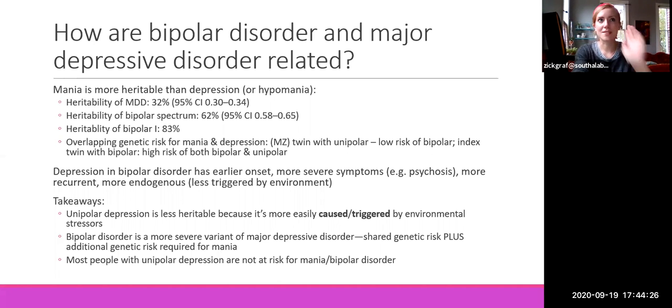So what that might suggest is that when a person has more risk genes for a mood disorder, those risk genes mean that their depression is likely to be more severe. And they also need to have a lot more risk in order to go on to develop mania. It requires additional genetic risk beyond the genetic risk that contributes to depression. But that genetic risk is shared between unipolar and bipolar depression.